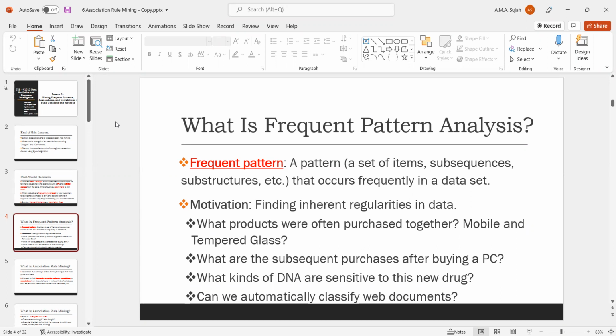Okay, now we will look at what frequent pattern analysis is. What do you understand by a pattern? What do you think about a pattern?